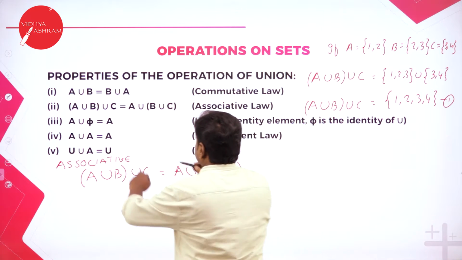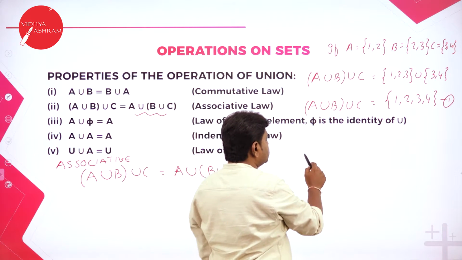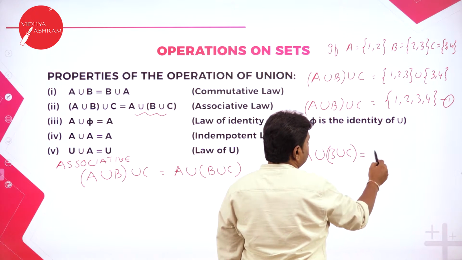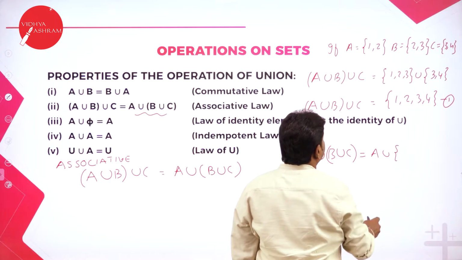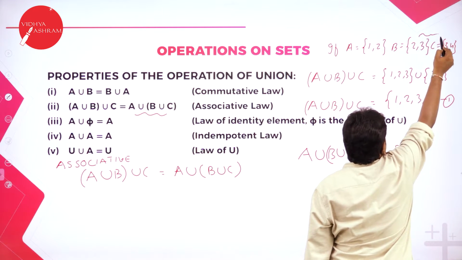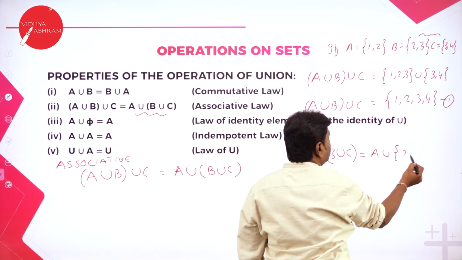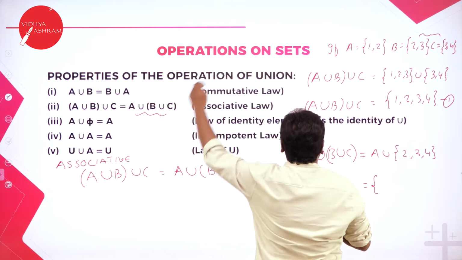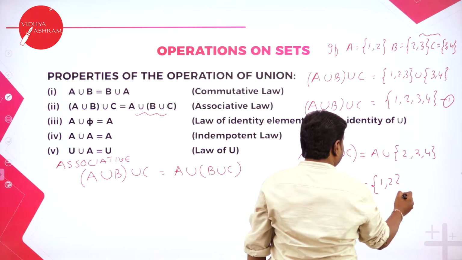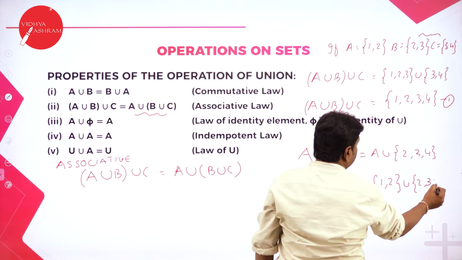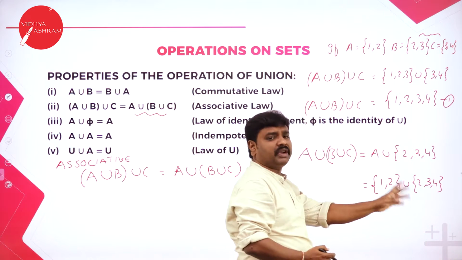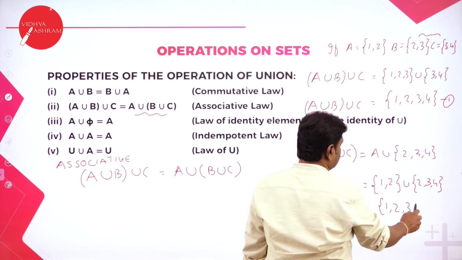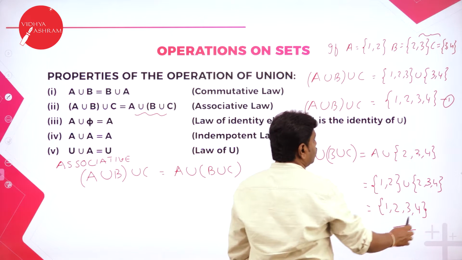Now I will take the RHS of this. What is RHS? A union, separately, with B union C. I will find B union C. What is B union C? Combine these two, {2, 3} and {3, 4}. If I combine, I will get {2, 3, 4}. Now what is set A? They gave {1, 2}. {1, 2} union {2, 3, 4}. Union means combine without repeating. So I'll get 1, 2, then 3, 4, since 2 we already wrote. That's it. Call it equation 2.